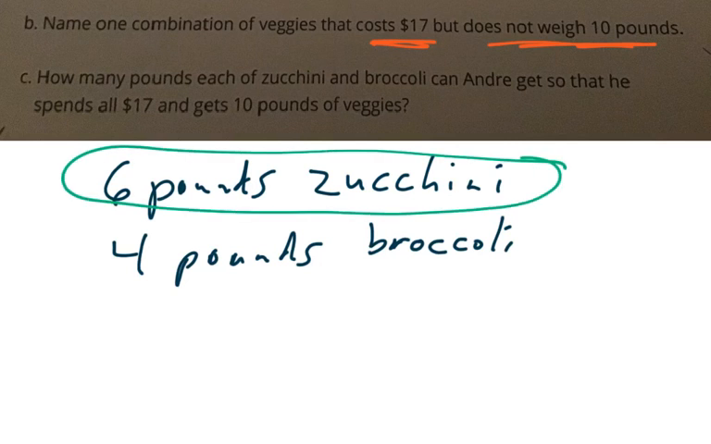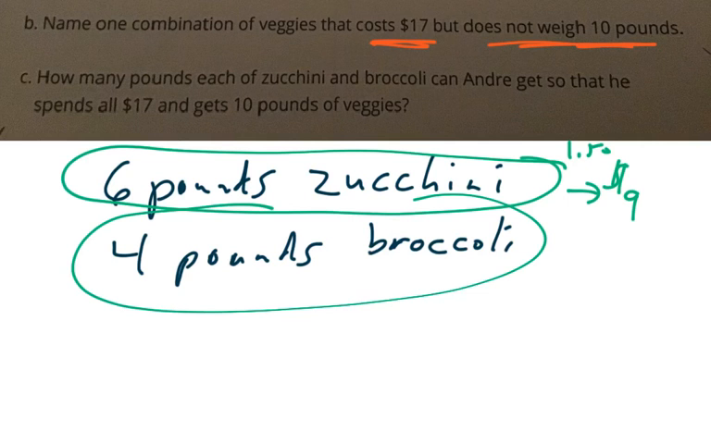6 pounds of zucchini, that gave me $9 at $1.50 per pound. 4 pounds of broccoli at $2 per pound is another $8. Together, that's $17. So that's the answer for C. Basically, you look where they cross each other. Okay? Where they cross each other, that's the one solution that works for both.